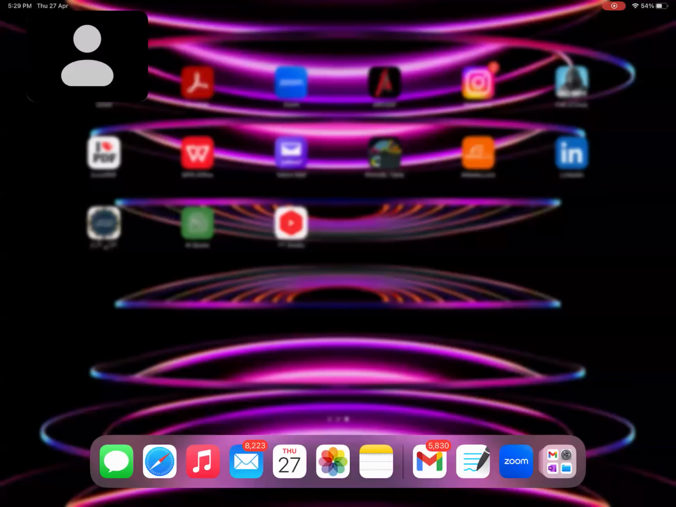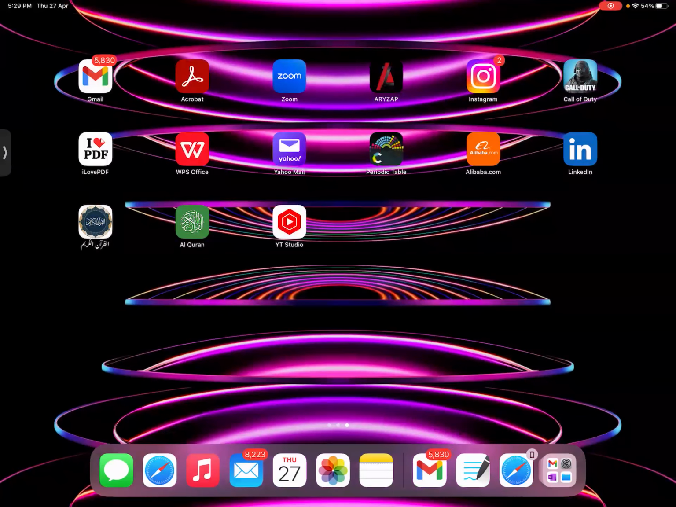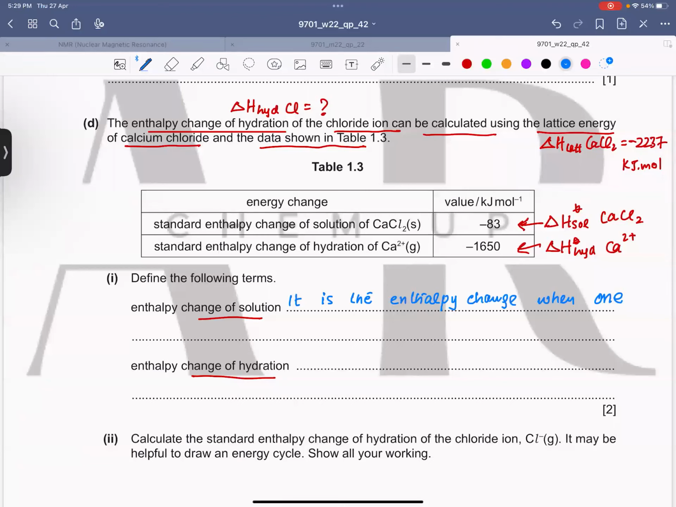Okay, okay. So it is the enthalpy change when 1 mole of a substance, or you can write 1 mole of ionic solid, or 1 mole of solute, dissolves in water to form a very dilute solution. Then we have an enthalpy change of hydration.